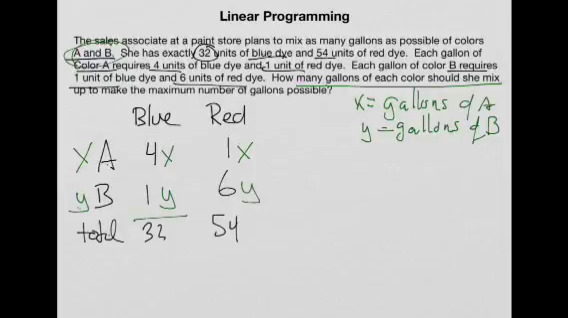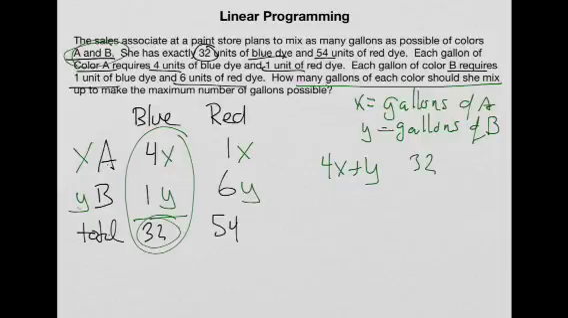This is my total here. So here's one inequality: 4X plus Y. We're comparing that to 32. Since this is all that I have, that has to be bigger. What I have has to be bigger than what I use. So I'm going to do the same thing for the red, and I'm going to go X plus Y is less than or equal to 54.